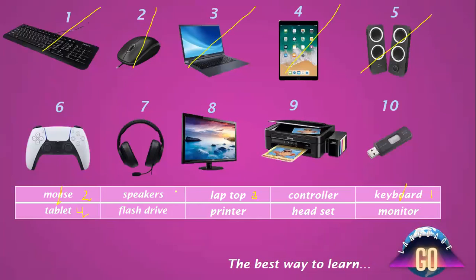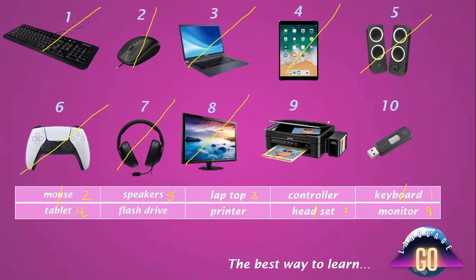Picture 5, speakers. All right. Picture 6, controller. A controller, yes, because if you say control, Carlos, it's for a TV, but this is a controller for video games, no? Controller. Yeah. Number 7, headset. Exactly. It's a headset. Okay. Picture 8, monitor. The monitor. Okay. Very good.